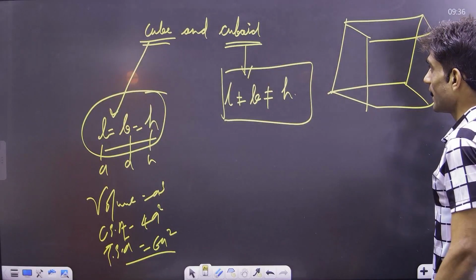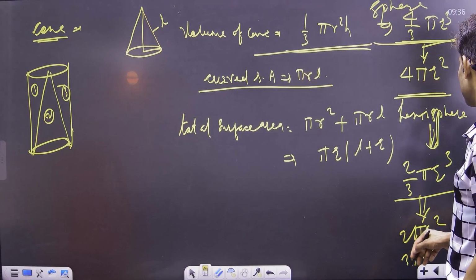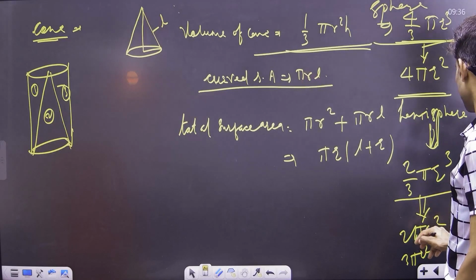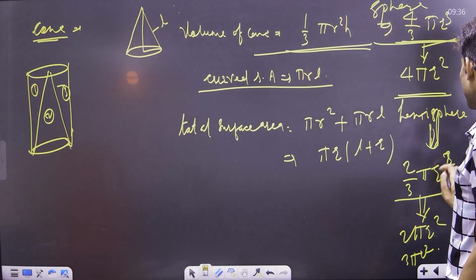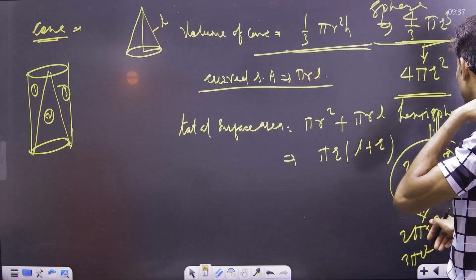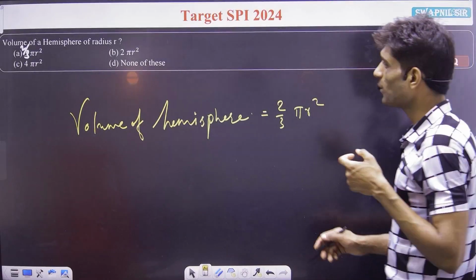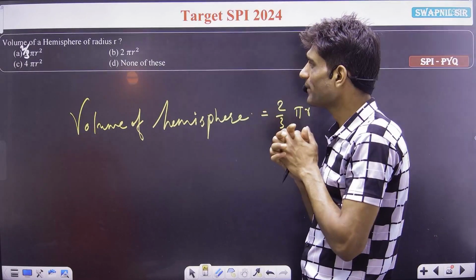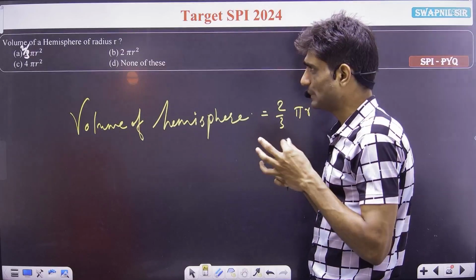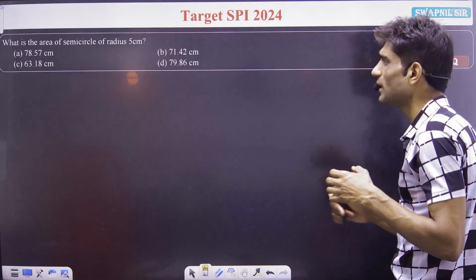Which I already explained here. Yes, 2 by 3 pi r square, we learned it here. Okay, about the volume of a cube, you all have to understand these are all formula-based questions. Okay, volume of hemisphere, that's it for this question, just a question which is based on the formula.